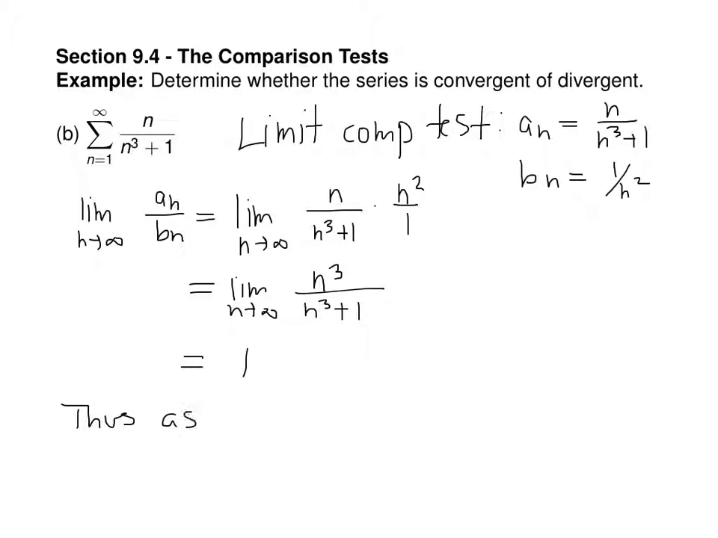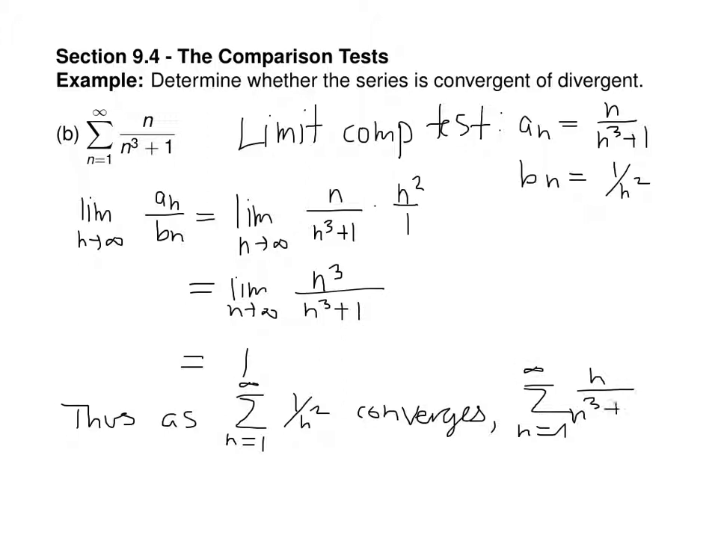So thus, as the sum from n equals 1 to infinity, 1 over n squared converges, the sum from n equals 1 to infinity, n over n cubed plus 1 also converges by the limit comparison test.